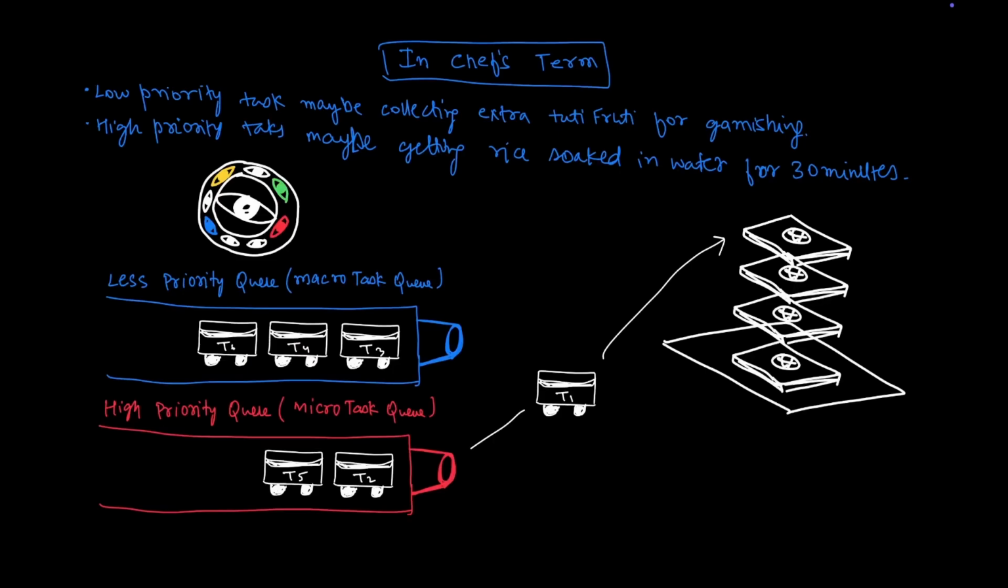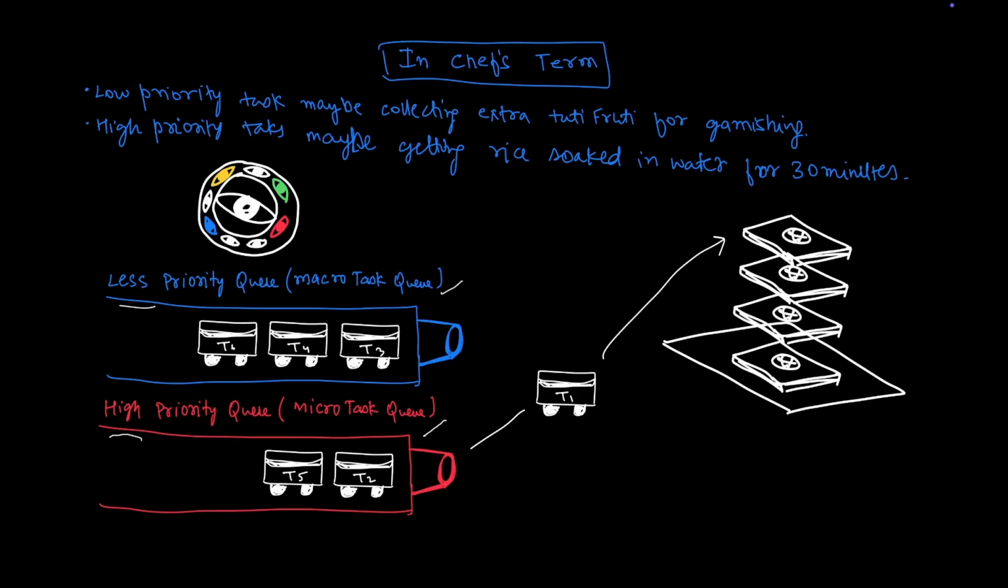In chef terms, there can be some low priority tasks, maybe collecting extra tutti frutti for garnishing. But there are some high priority tasks as well, maybe getting rice soaked in water for 30 minutes, or boiling our potatoes. For example, we have two queues: a low priority queue and a high priority queue, which in JavaScript terms we call the macro task queue and the micro task queue. The high priority tasks are in the micro task queue and the low priority tasks are in the macro task queue.